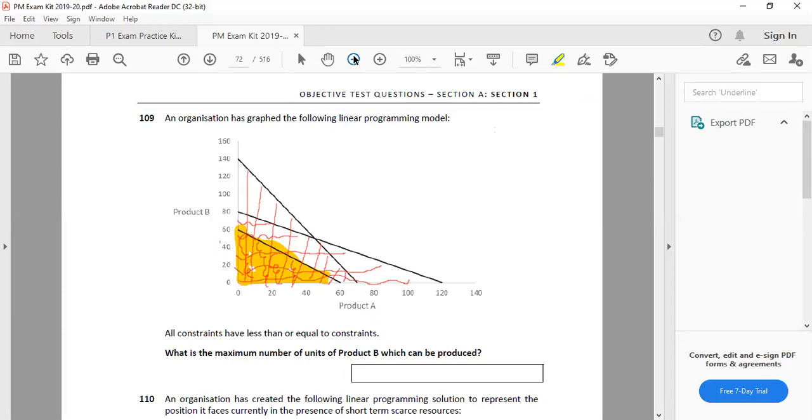How many maximum units of product B should be produced? We see that the number is 60 units. If this is clear, I will take you to the next one.